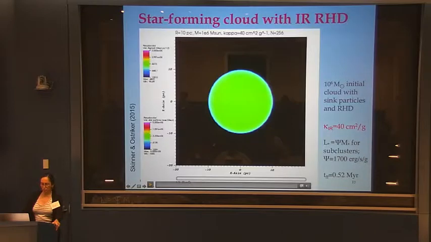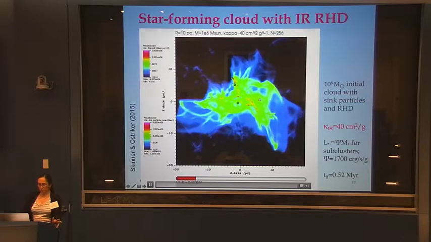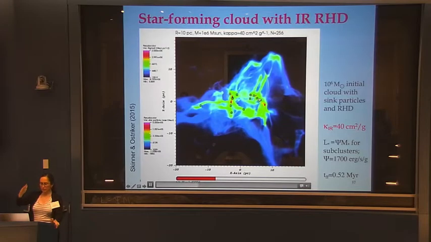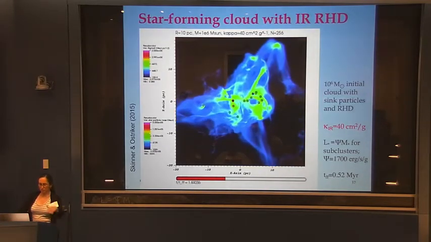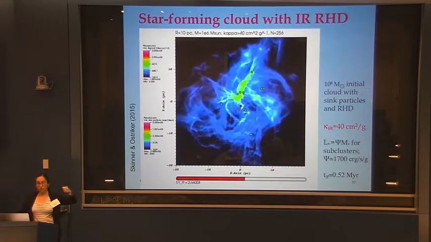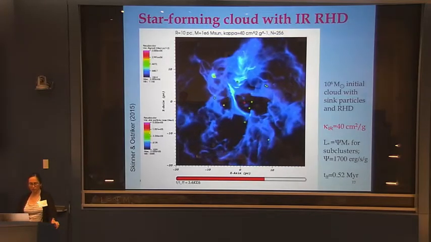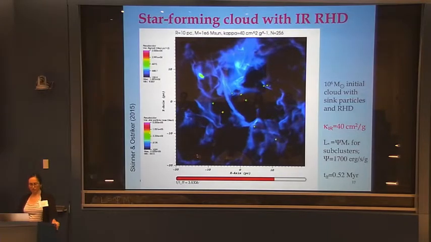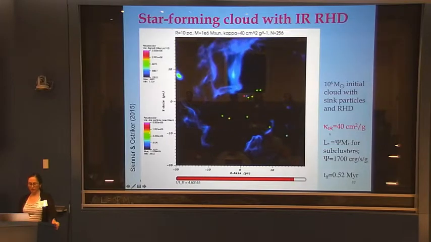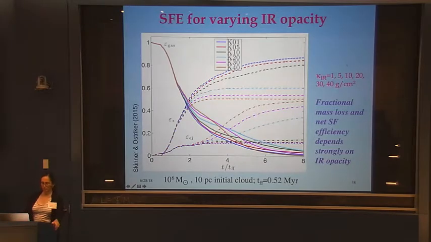So now I'm showing you, again, just the effects of infrared radiation. And this is similar to what I showed you before for the non-ionizing radiation only. But now this is infrared, and all of the radiation that's absorbed is locally re-emitted, rather than the radiation that's absorbed just going away. And you can see that the cloud can be expelled by the radiation force. So this is for a particular choice of the opacity. You can do these simulations for different values of that opacity, and here's the result of that.